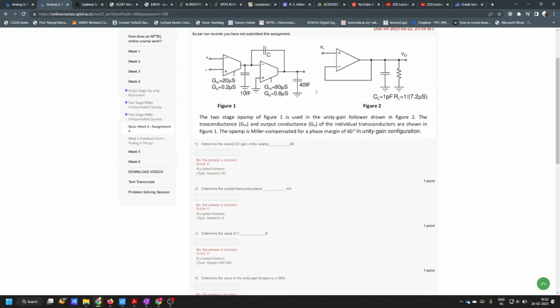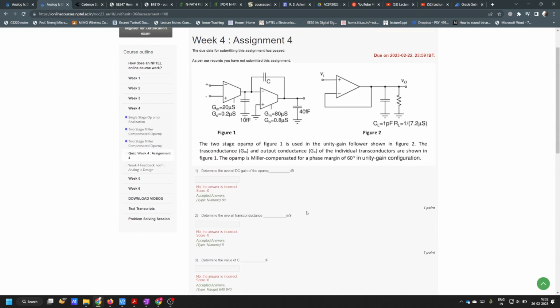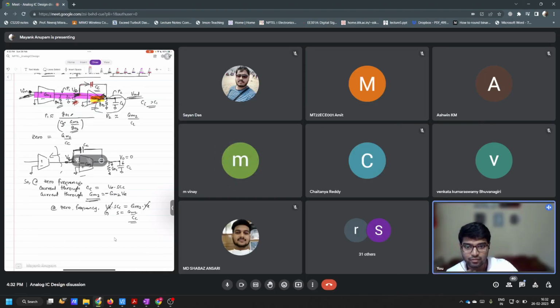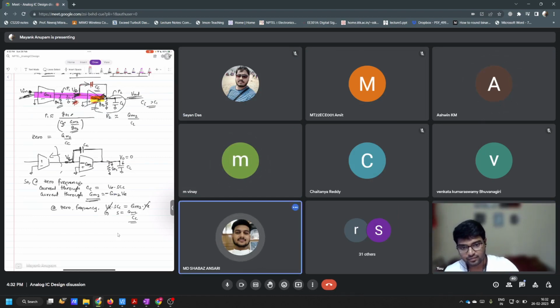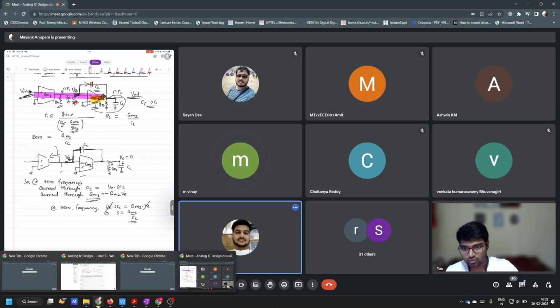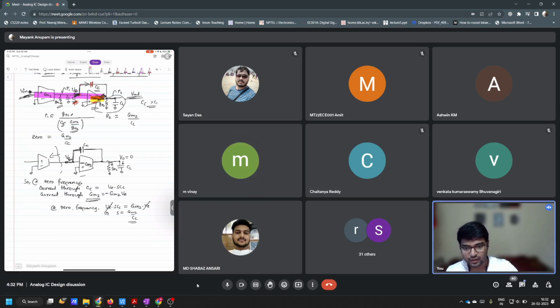Sir, I think they missed the RL. RL is also present, no, sir? GO2 equals to, correct. So if someone is getting the correct answer, that means something is wrong with your calculation, right? Sir, I have not got the correct answer by using (GM2 GO2 + GL) divided by (C1 + C2 + CL). Okay, so I got it right. If you are using everything and getting a correct answer, you are fine.